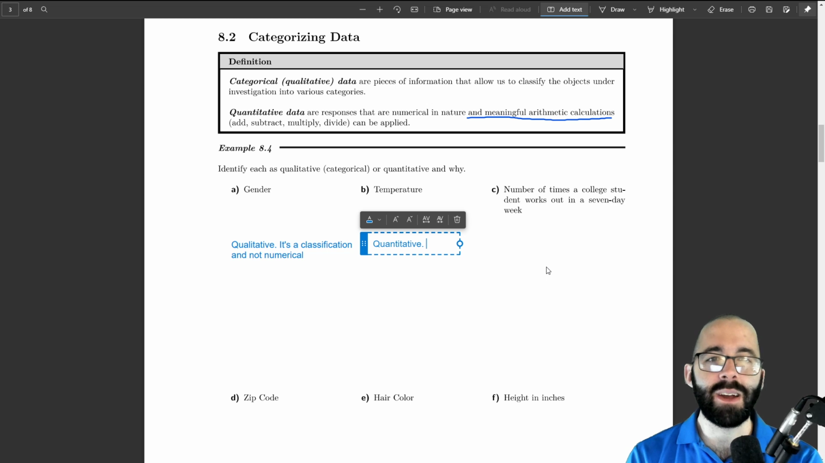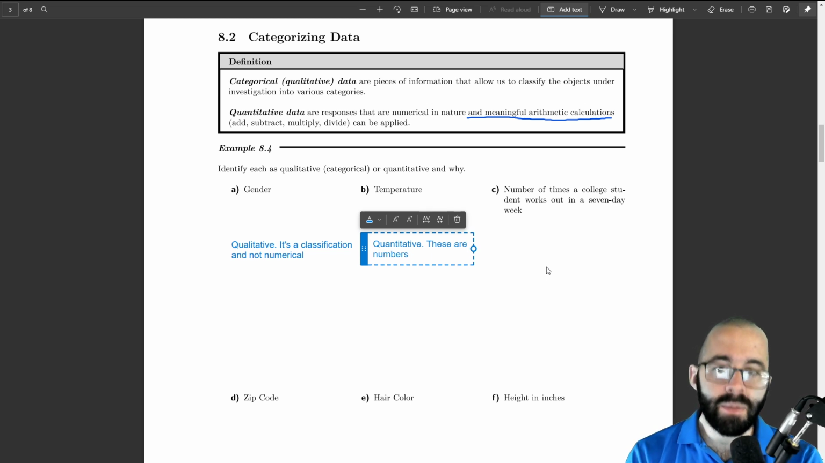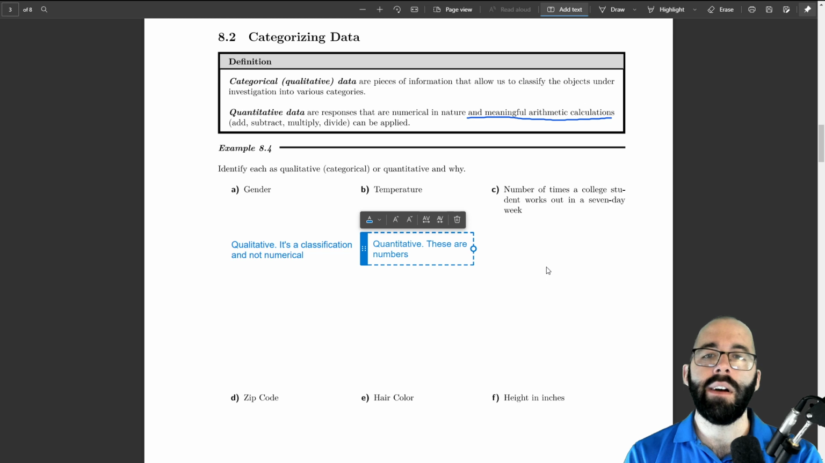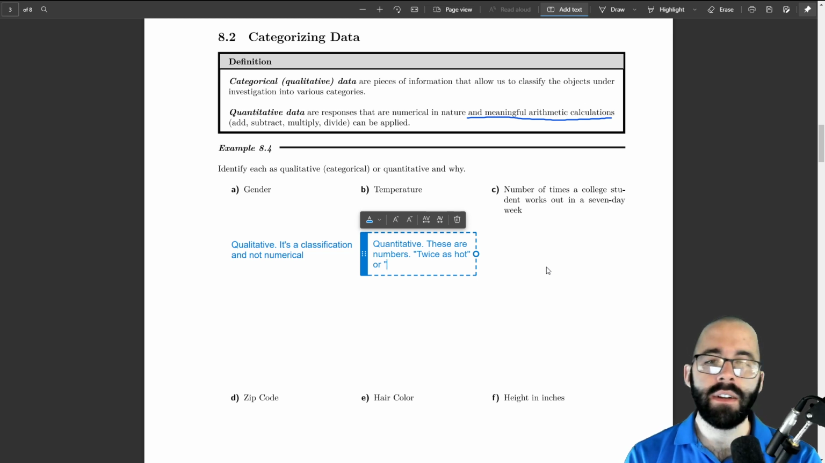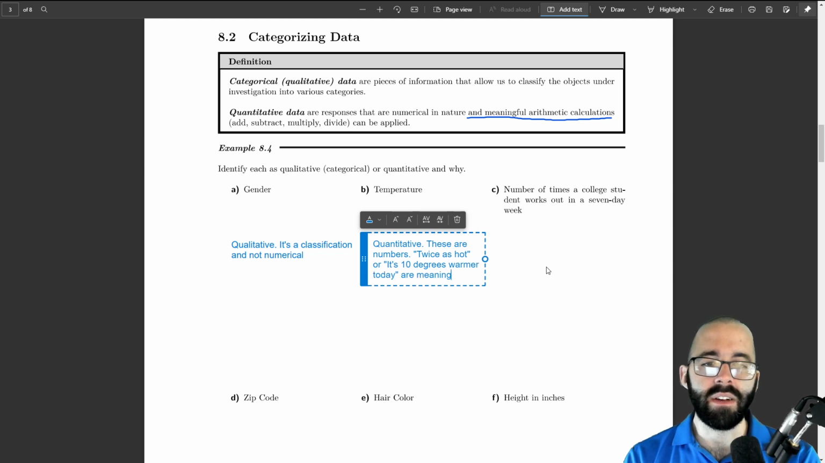Quantitative. Still hard to type. There's numbers. So not only are they numbers, but these are numbers where we can say things like twice as hot, or it's 10 degrees warmer today, and those are meaningful.